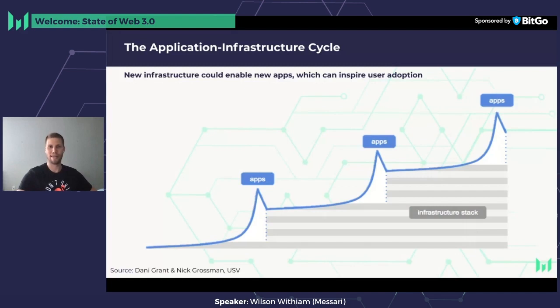And quickly on the outlook, all this new infrastructure that we're starting to see, with scaling coming and interoperability measures improving, could enable new apps that can inspire user adoption. And so we like to say, hey, we're focusing too much on the infrastructure. These two things happen in cycles. Apps will lead us to build the infrastructure to support new apps, and then new apps will come in there. So we're going through another cycle of seeing what applications can actually be built off of this new interoperability and scalability infrastructure.